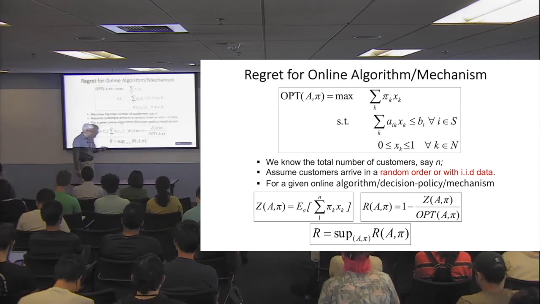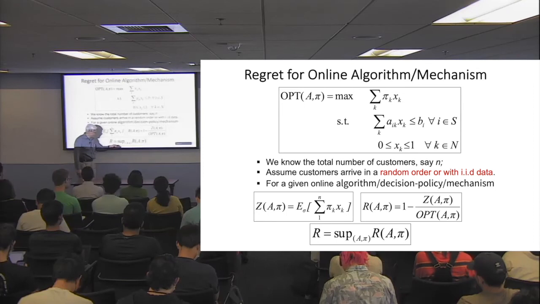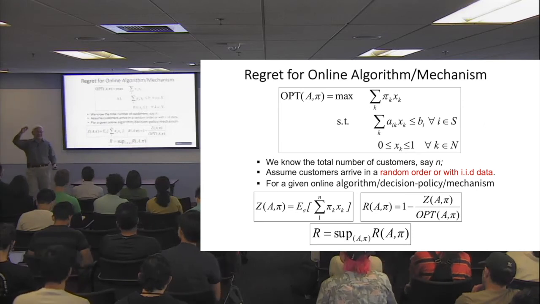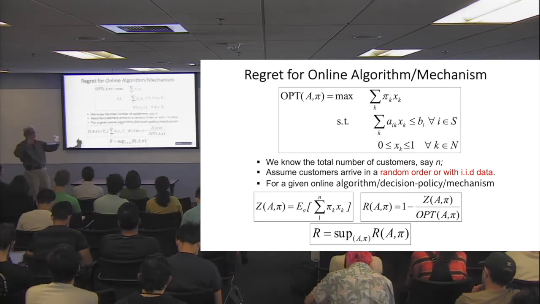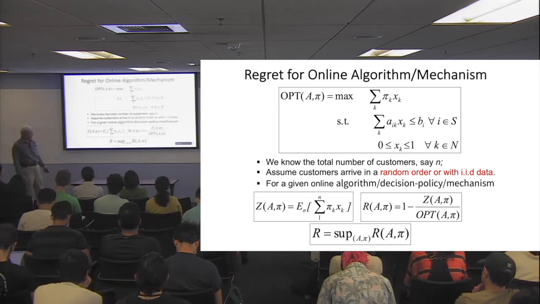Once we get this, we take a sup over all the possible a prime. In some sense, this is also like a worst case. You can basically partition the customers into two groups, one with very high pi, one with very low pi. It doesn't matter how you design your pi and your a. This regret analysis is the sup over all the possible a and pi satisfying certain conditions. For fixed a and pi, this is how the regret is defined. Okay.